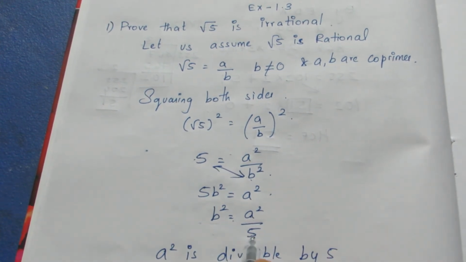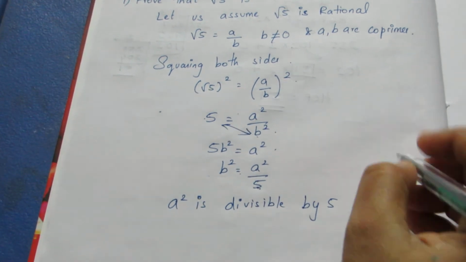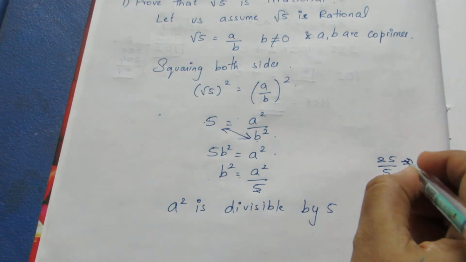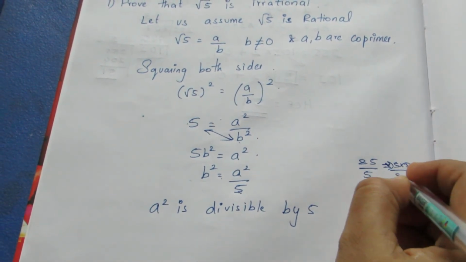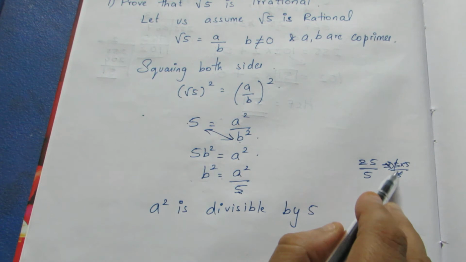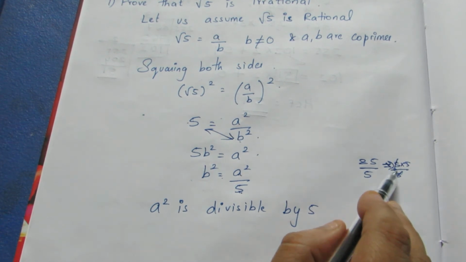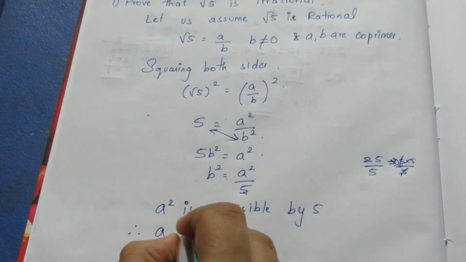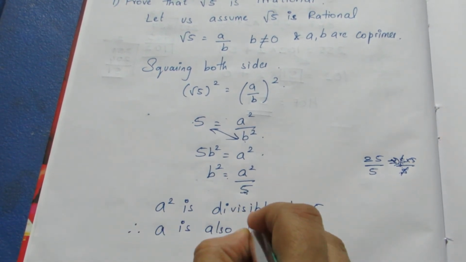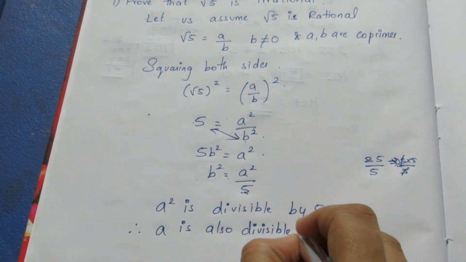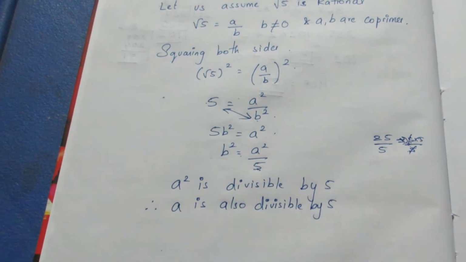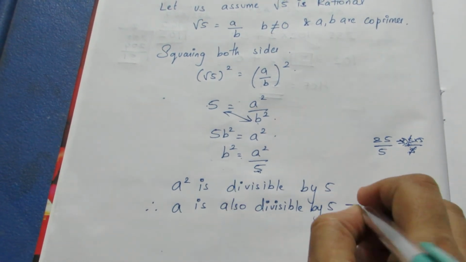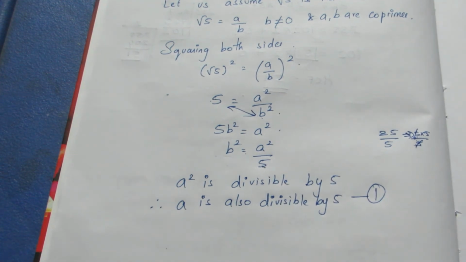If a square is divisible by 5, for example, 25 by 5 means this can also be written as 5 into 5. That means even a is divisible by 5. That is, a single number will be divisible by 5. So we can also write, therefore a is also divisible by 5. This is very important. We have come to a conclusion that a is also divisible by 5 in this case. Write this to be 1.